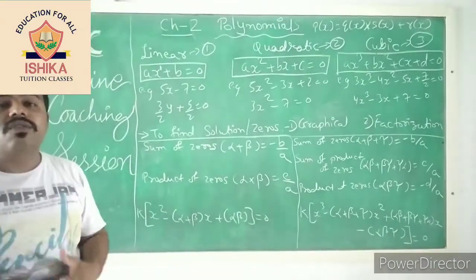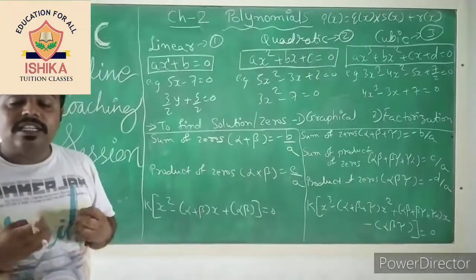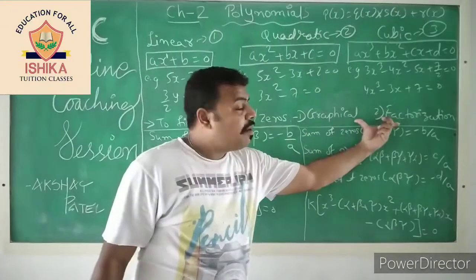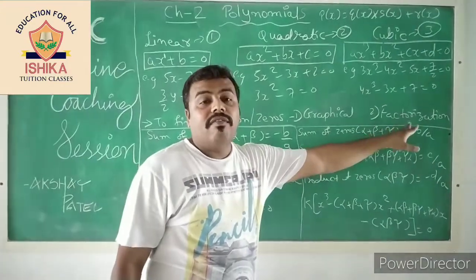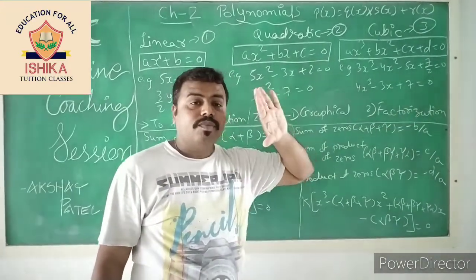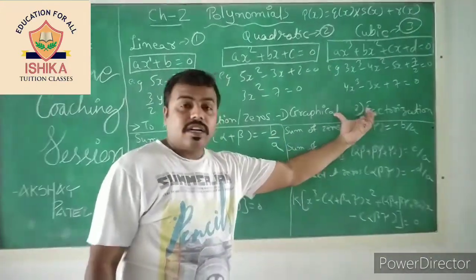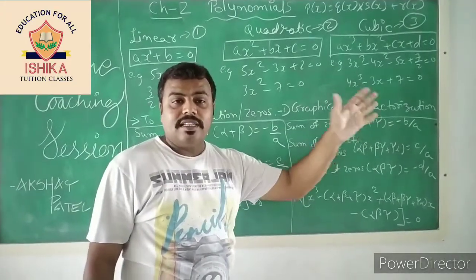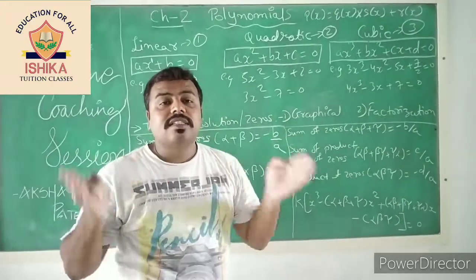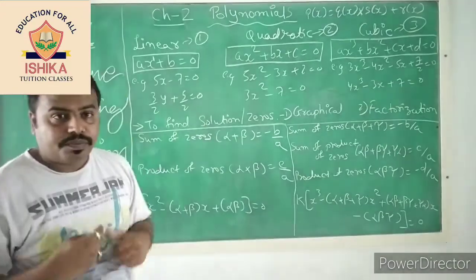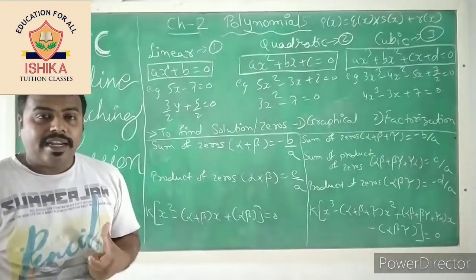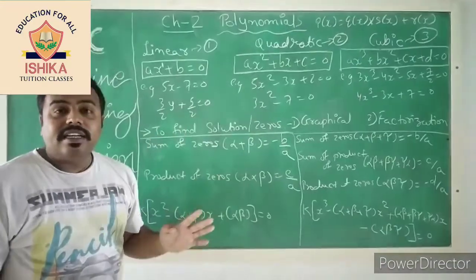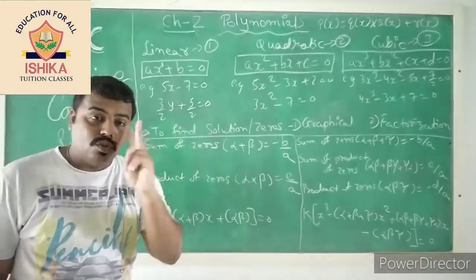Now, how are we going to find these zeros, that is solutions? So there are two different methods. Number one is graphical method and number two is factorization method. Now you will study both these methods in detail when the chapter starts. This is just the basic information. Now, suppose you have a quadratic polynomial, and as we have discussed earlier, a quadratic polynomial has 2 zeros.